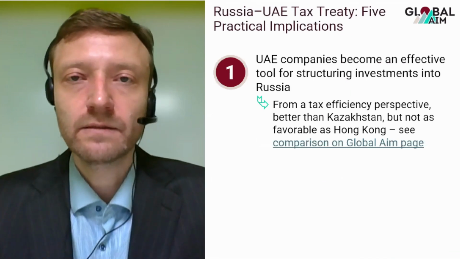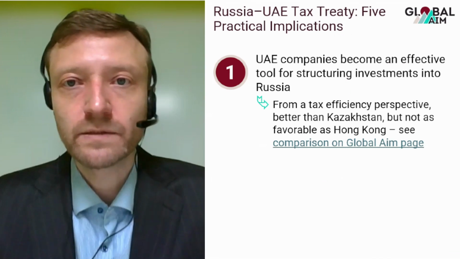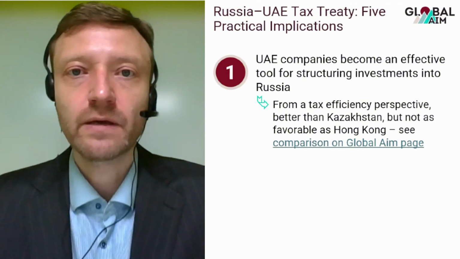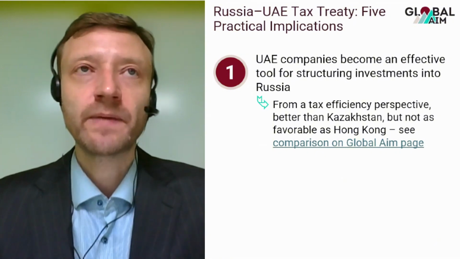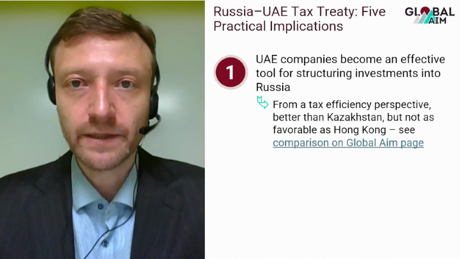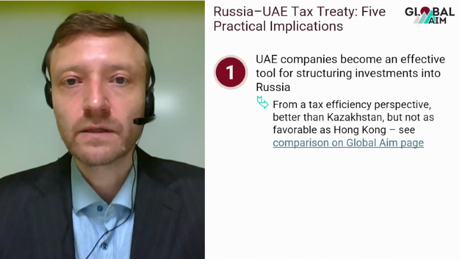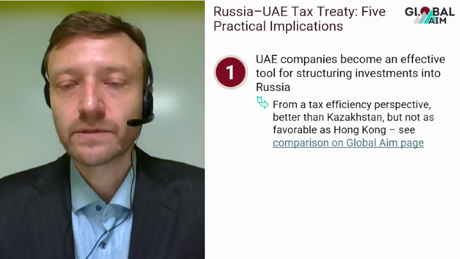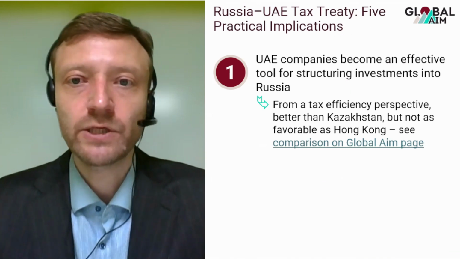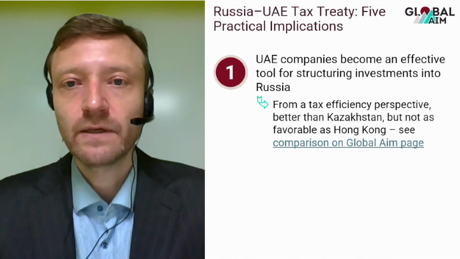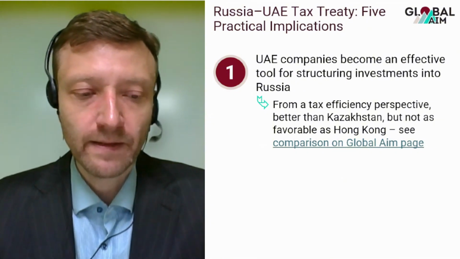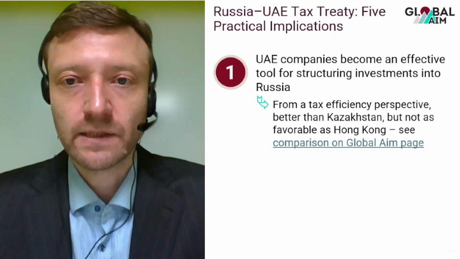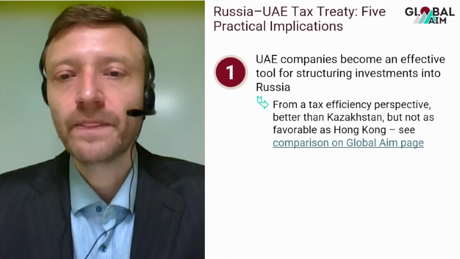Let's now conclude what 5 practical implications can be made based on the signing and expected entry into force of the Russia-UAE double tax treaty. First of all, companies, and generally the UAE as a jurisdiction, becomes an effective tool for structuring investments into Russia. And from a tax efficiency perspective, compared to other commonly used jurisdictions, which are Kazakhstan and Hong Kong, it is somewhere in the middle.